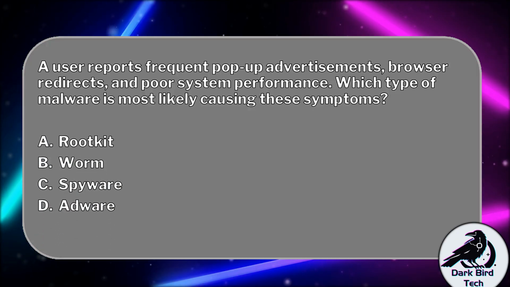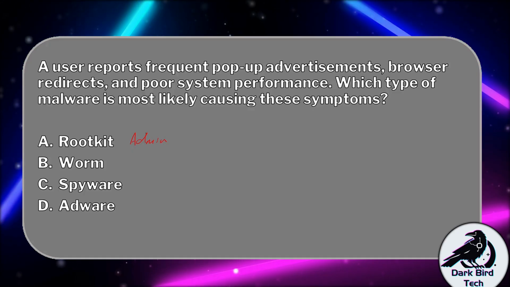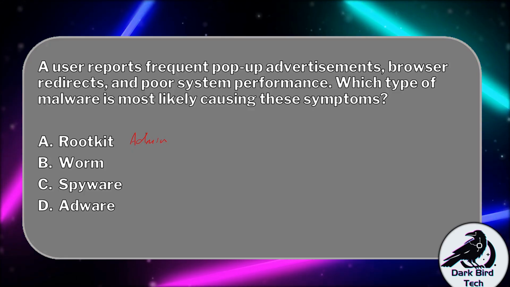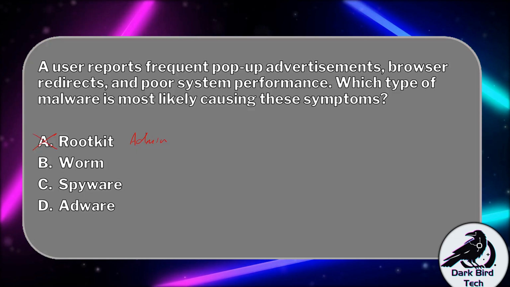Now, our options are rootkit, worm, spyware, and adware. Rootkits are used to elevate to admin privileges, but it wouldn't really give you something so blatant and noticeable as advertisements, browser redirects, and it definitely would avoid eating up all your resources to avoid detection.